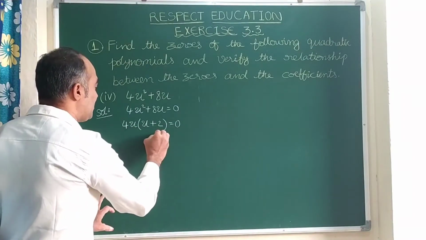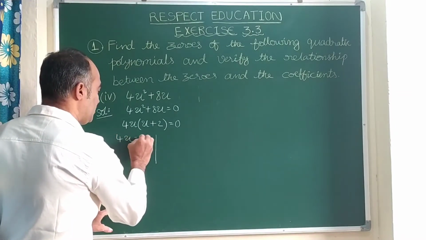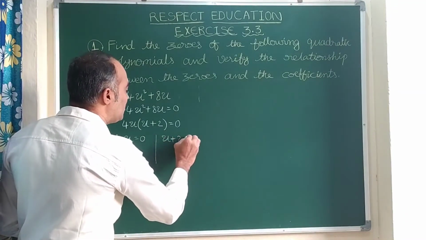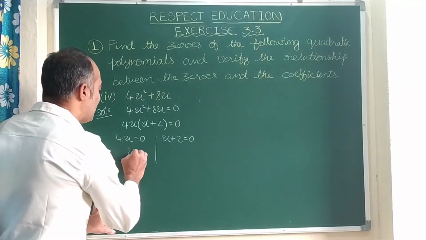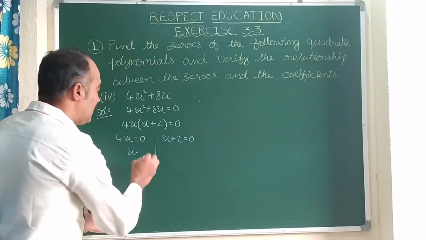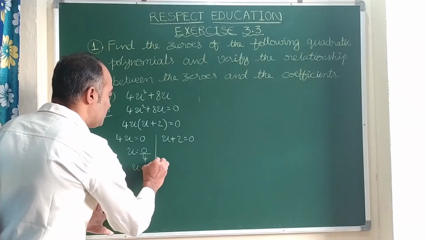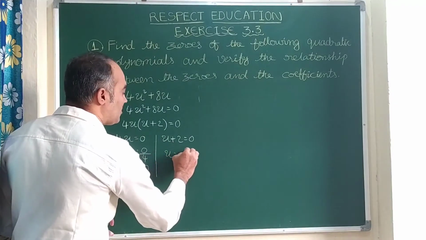So let us make two parts. First part, 4u equal to 0, or u plus 2 equal to 0. So u is equal to 0 by 4, which is nothing but 0. So u equal to 0, or here you can write 2, and that side will become minus 2.